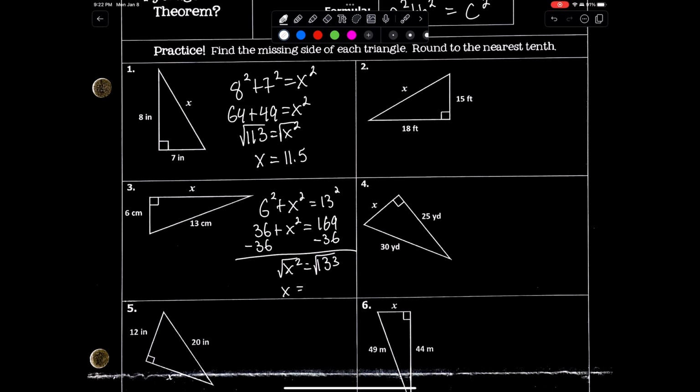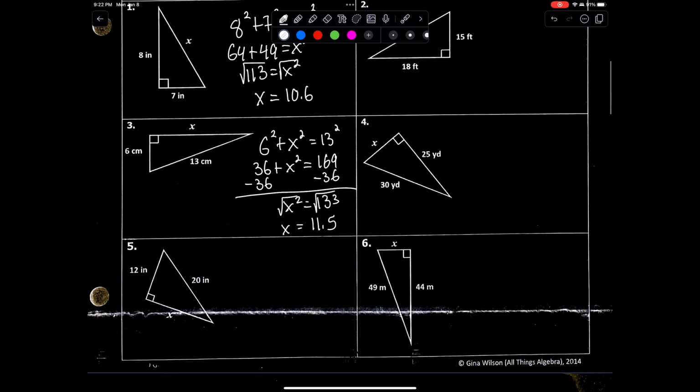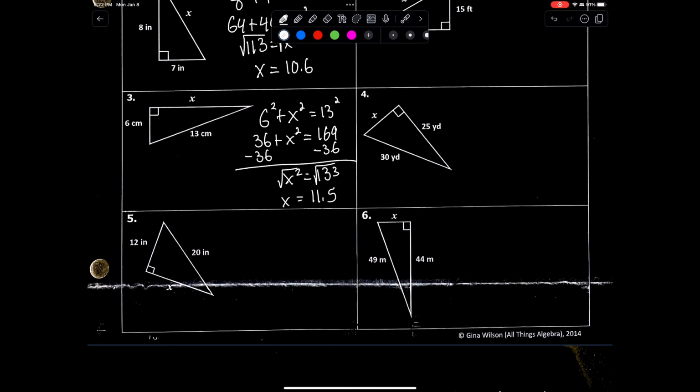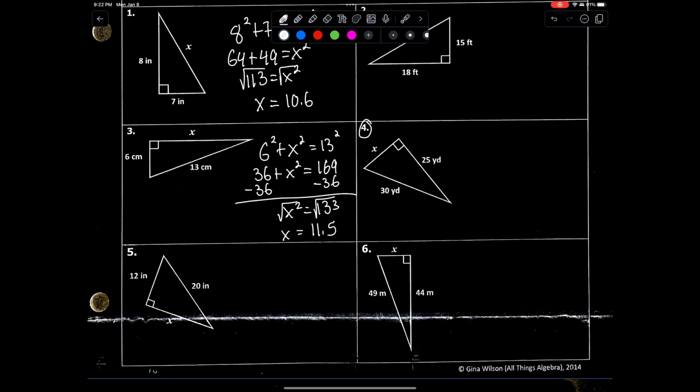So x is just the square root of 133, which is also, bizarrely, 11.5. That can't be right. Did I mess up the first time? The square root of 113. Oh my goodness, the square root of 113 is, sorry guys, 10.6. Oops. That's my fault. I can't press things on a computer, apparently. 4 is just like 3. Okay, give it a shot.